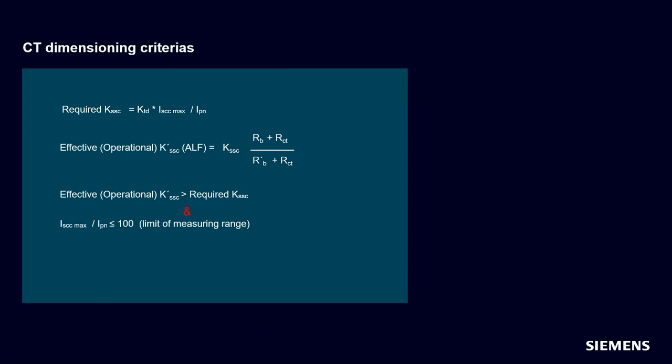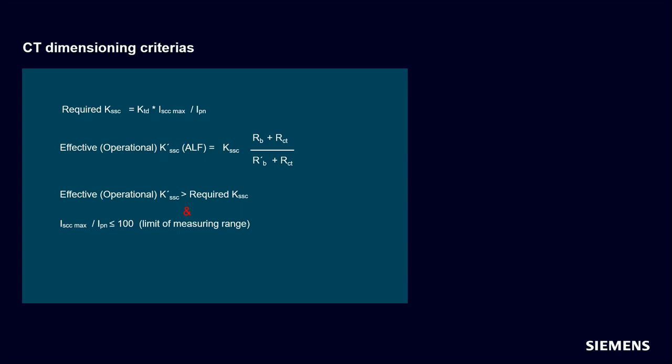calculation only once. We need the effective symmetrical short circuit factor, or in our manual now also called the operational ALF. ALF is the accuracy limiting factor, but I will name it more the effective symmetrical short circuit factor. That's the rated symmetrical short circuit factor multiplied with the rated burden plus the primary resistance of the CT, divided by the connected burden plus the primary resistance of the CT. And the CT is fine if the effective symmetrical short circuit factor is higher than the required.